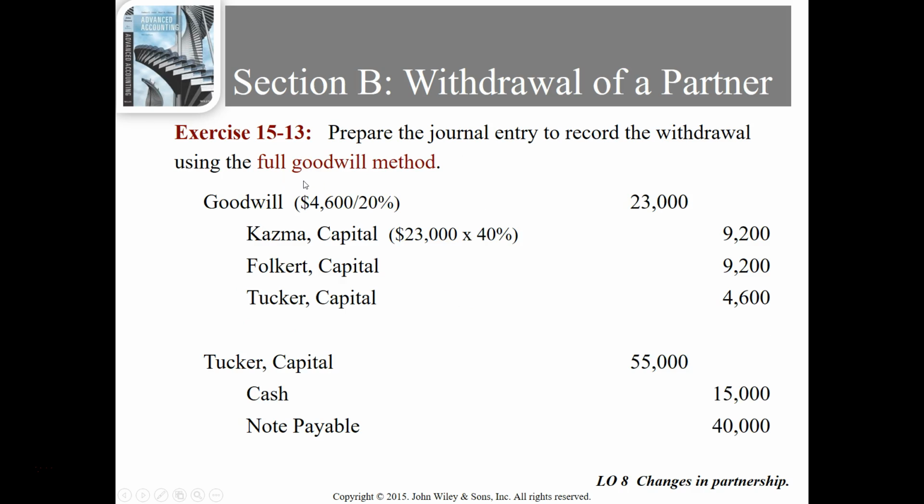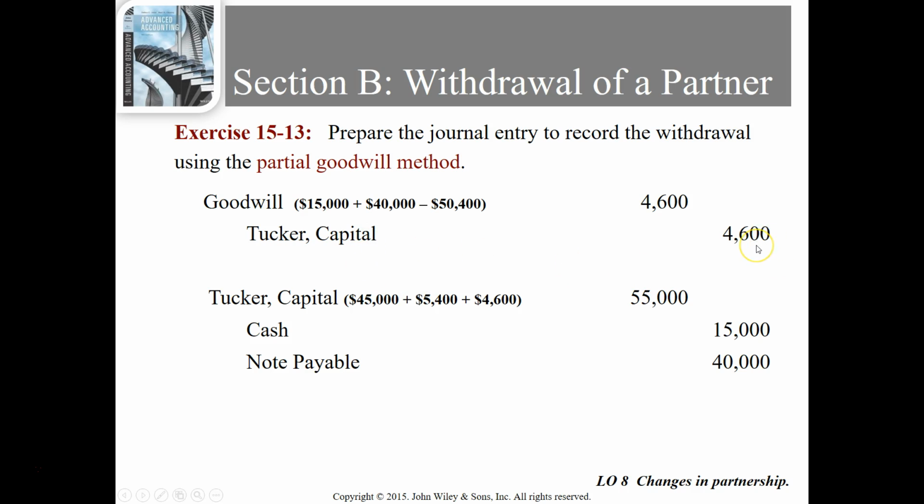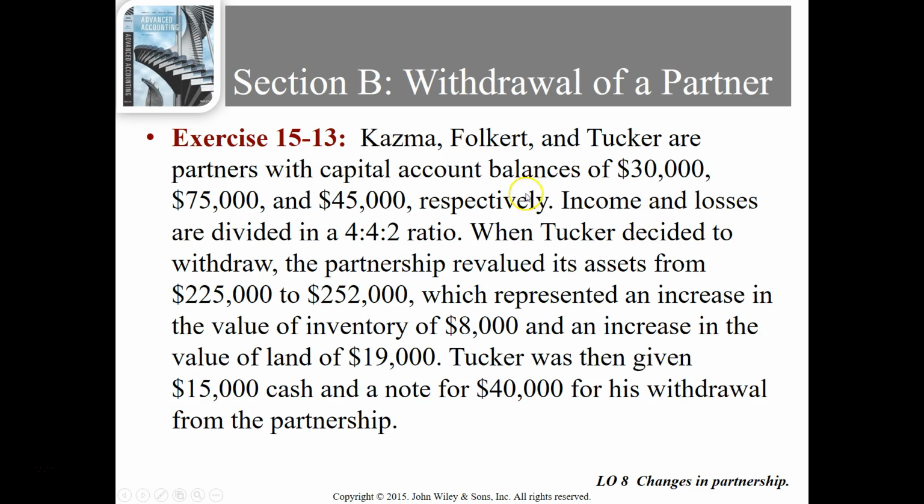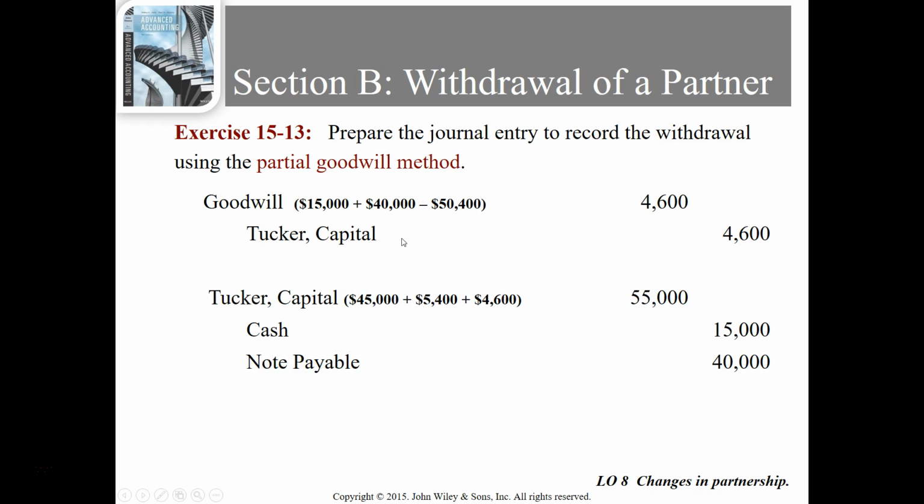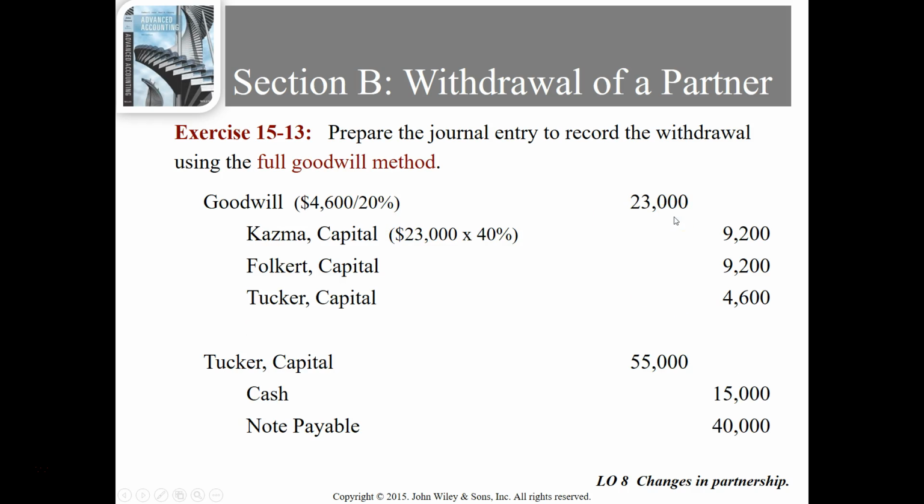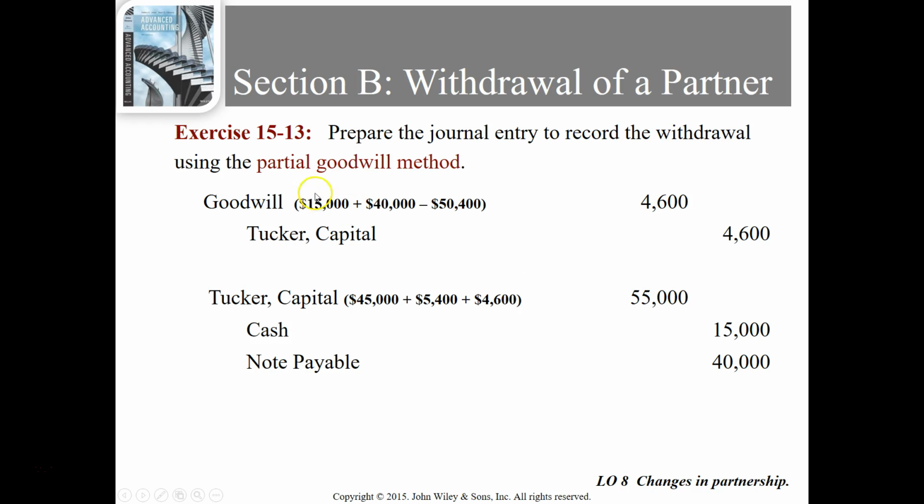Now that's partial goodwill. The full goodwill method, a little trickier. Goodwill is 4,600 divided by 20%. You say, well, wait a minute, what does that mean? 4,600 comes from this number, but we all said before that Tucker has the 20% ratio. So if I divide this by 20%, I would debit the goodwill for 23,000 and credit everybody else in that same ratio, 40 to 40, 20. And then relieve Tucker. So in the full goodwill method, everybody gets a piece of the goodwill. In the partial goodwill method, only the retiring or the withdrawing partner got it.